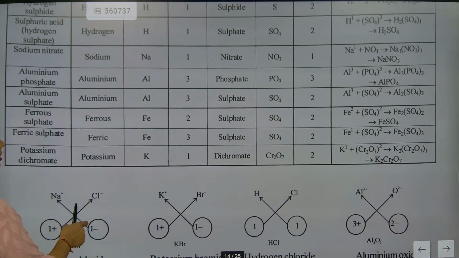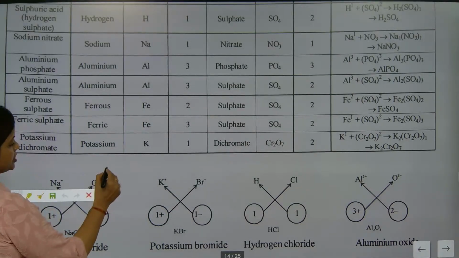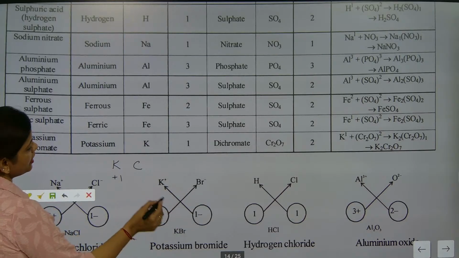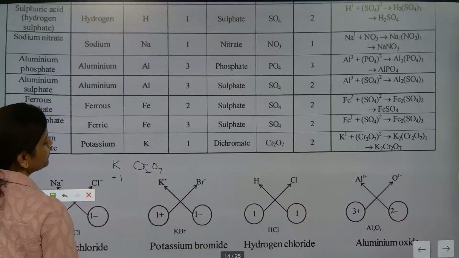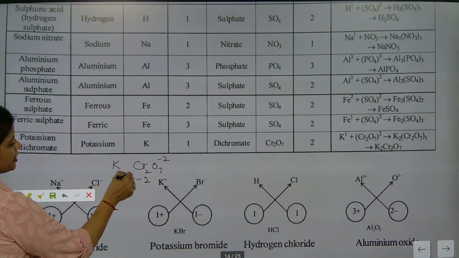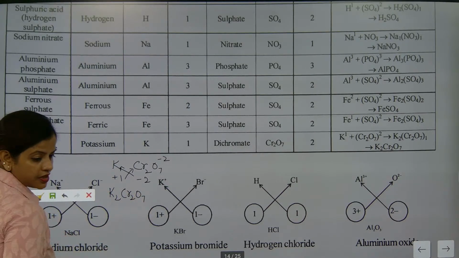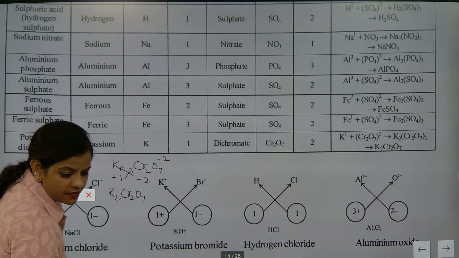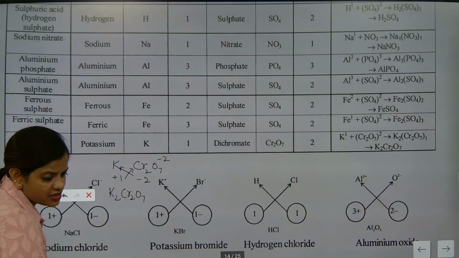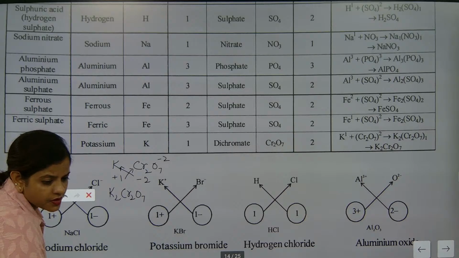Now potassium dichromate. When somebody asks you about potassium dichromate, how are we going to write it, beta? For potassium dichromate, potassium is +1. Dichromate is Cr2O7 with a charge of -2. So it will come as K2Cr2O7. Is it visible, beta? K2Cr2O7.